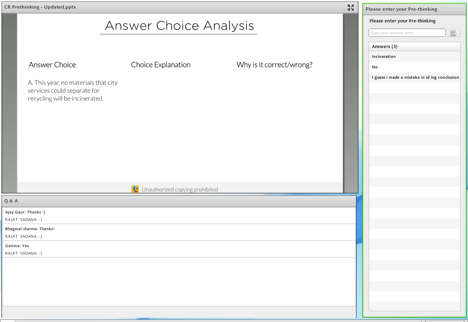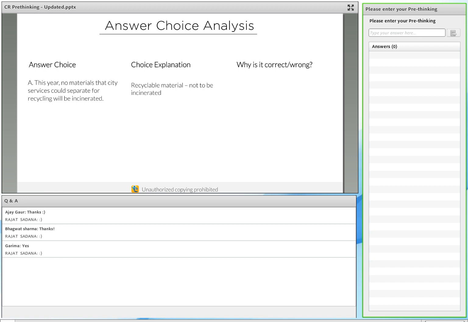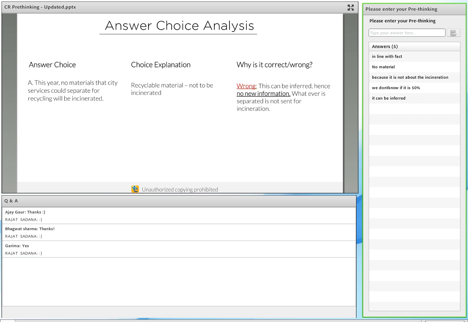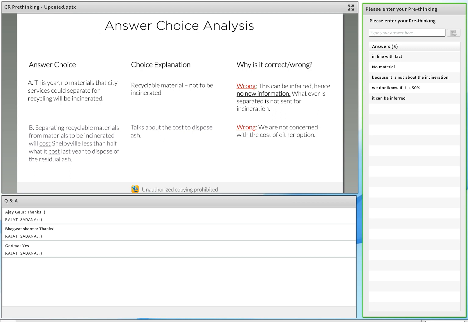Okay. Choice A. Let's see how you guys polled over here. Choices C, D, and E were popular. We're going to focus on those. Choice A: no materials that city services could separate for recycling be incinerated. This is not a popular choice, but why is this answer choice wrong? Can anyone tell me? Why is this incorrect? Yes. Who got that? Deb, thank you very much. It can be inferred. The factual part of the argument says this part over here. There is no new information here. If this weren't inferred, then this could be a correct assumption.